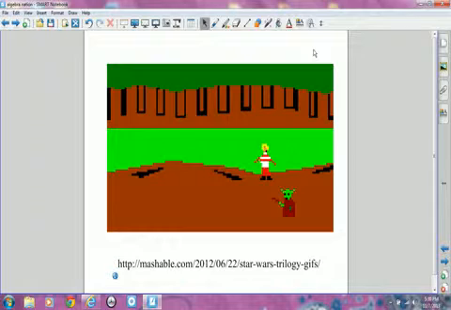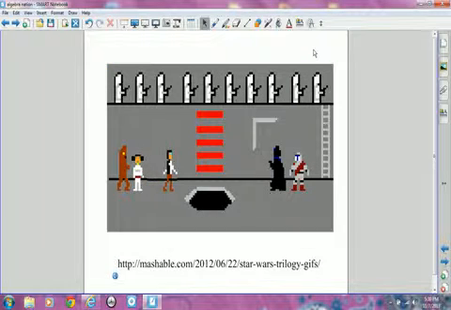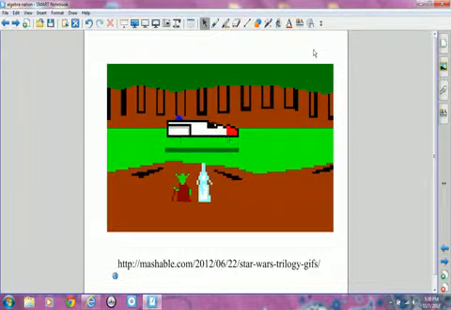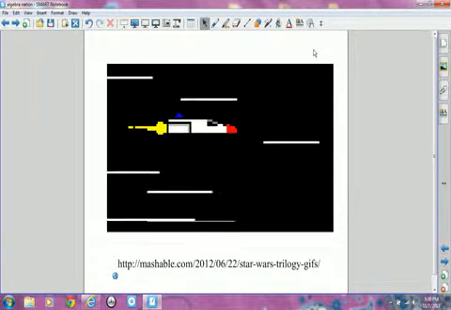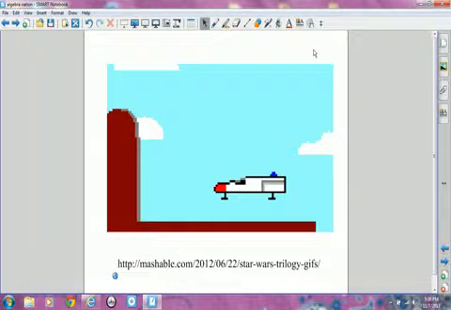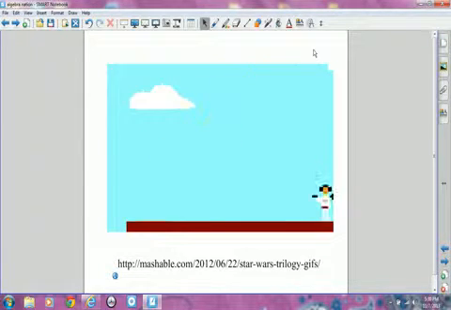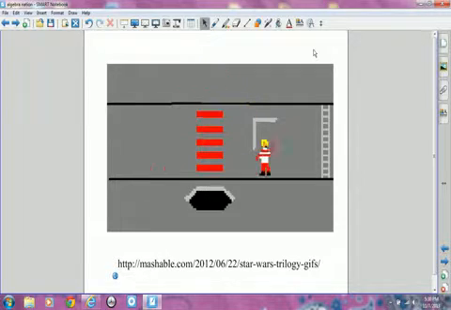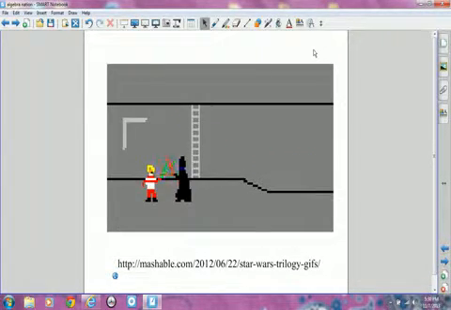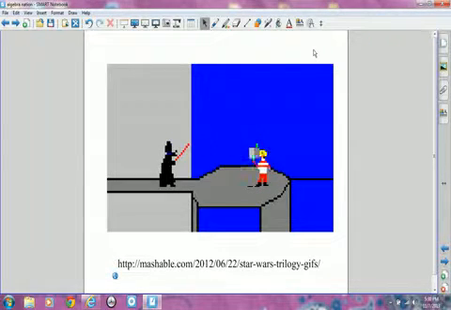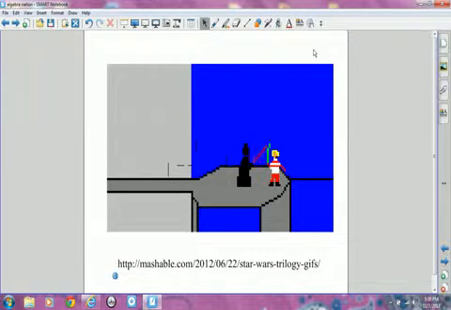Oh, there's Yoda, the little green guy. I think that's where they freeze Han Solo in the carbonite. The bounty hunter, Boba Fett. Luke confronting Darth Vader. I am your father. No!